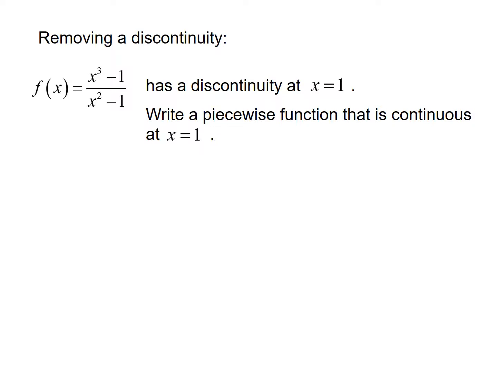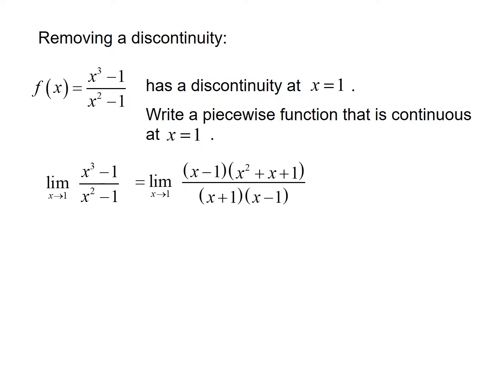So if you have a removable discontinuity, we can figure out just what that value is where it is discontinuous. So if we look at this function right here, there's a discontinuity at x equals 1 because if we plugged in 1, we'd divide by 0. If we evaluate the limit, we can see the behavior. So we can factor, cancel the factors, and then evaluate, and we get 3 halves.